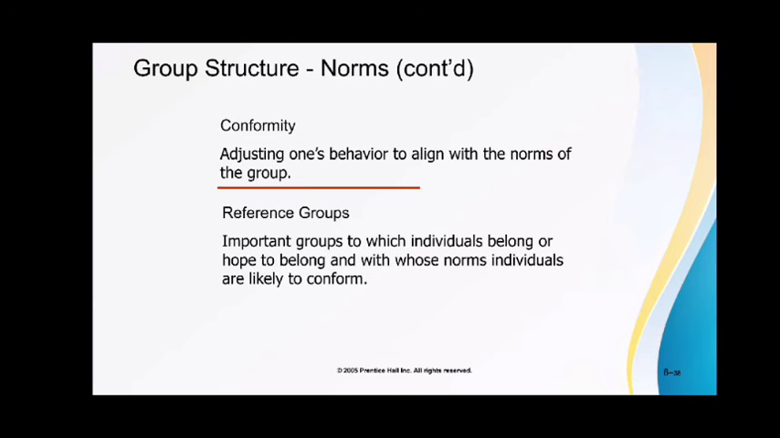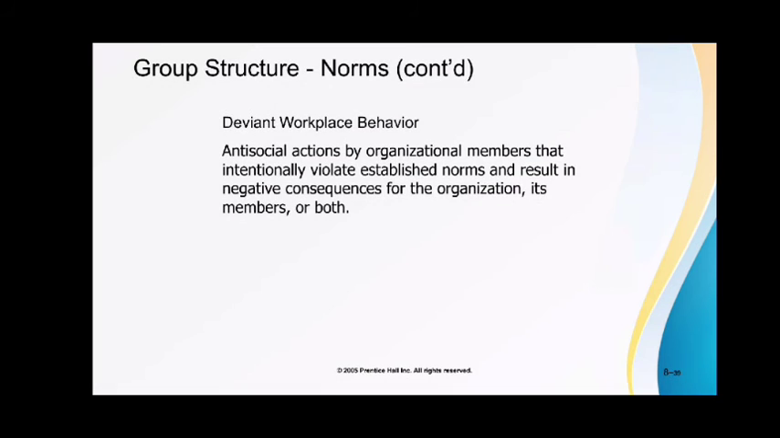Deviant workplace behavior: antisocial actions by organizational members that intentionally violate established norms and result in negative consequences for the organization, its members, or both. Deviant workplace behavior is when people act outside the group's norms. Perhaps a manager makes sexual advances to his assistants, or one co-worker spreads vicious rumors about another. Workplace deviance can sometimes take the form of aggressive behavior.